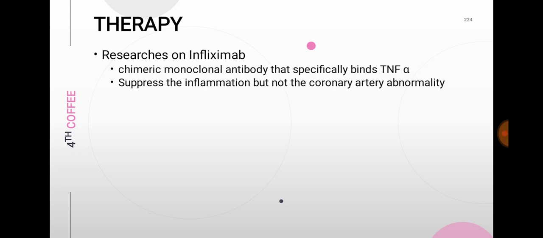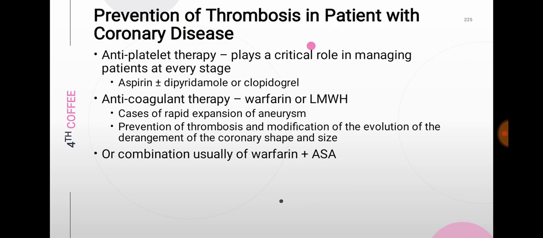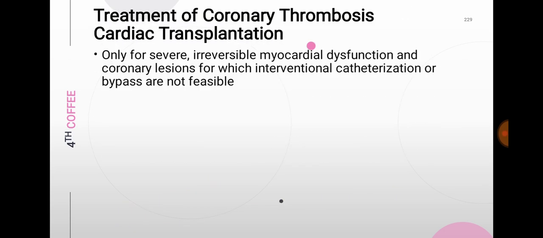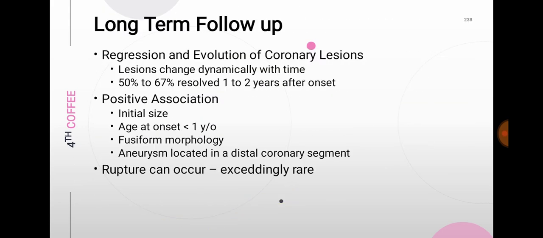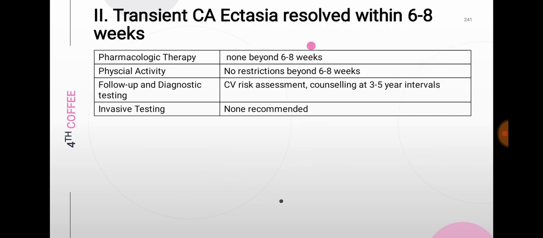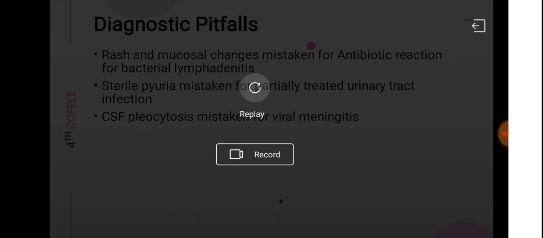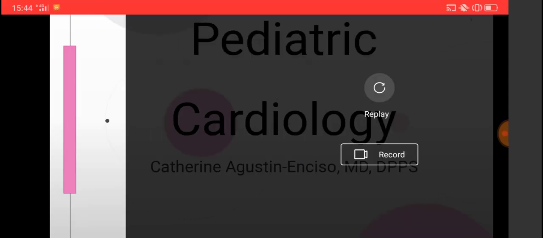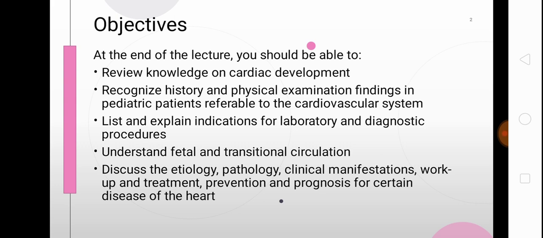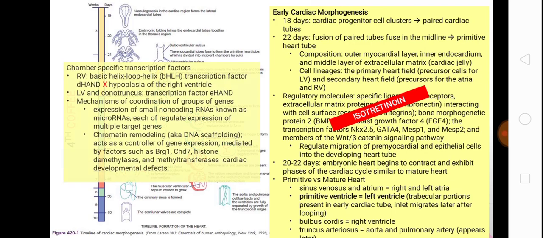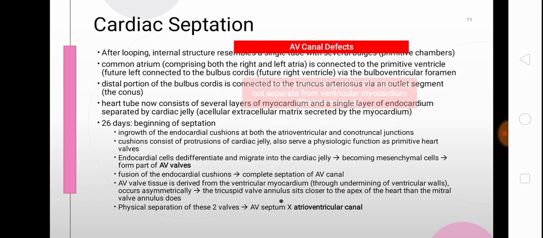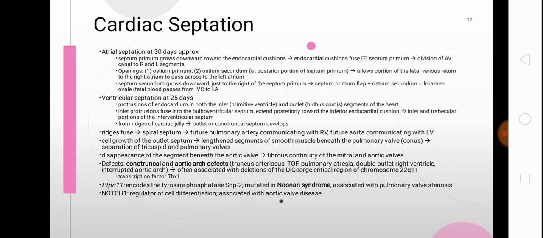What are the diagnostic pitfalls when it comes to Kawasaki? Sterile pyuria is treated as urinary tract infections. CSF findings are treated as viral meningitis. So it's very important to do a thorough physical examination and a history, so that you can diagnose Kawasaki disease. Okay?